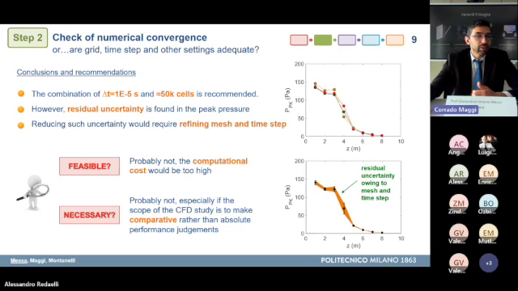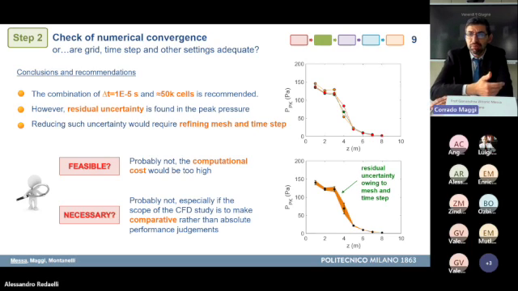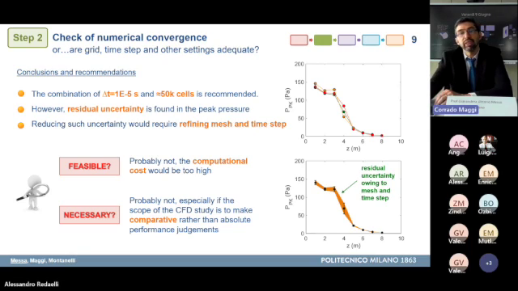And the second question is, but would it be really necessary to reduce the variability? Once again, it depends. It mainly depends on the scope of the simulation, because if the scope of the CFD study is to accurately estimate the peak pressure or the arrival time in a given location for a specific configuration, then one should control as much as possible all the sources of uncertainty. And so in this case, I would recommend performing additional simulations.